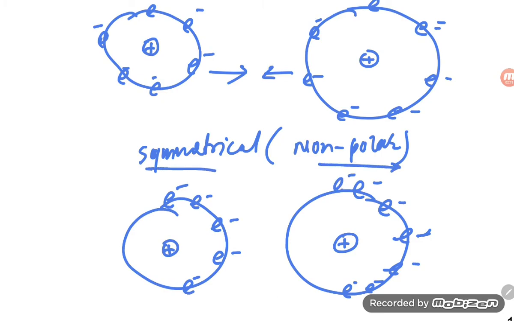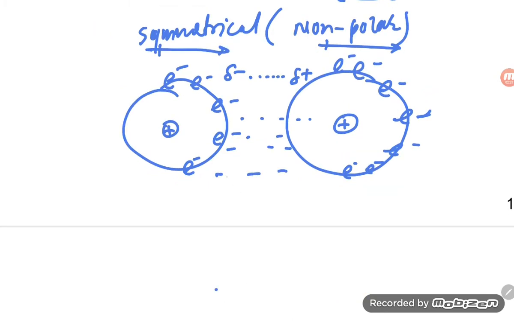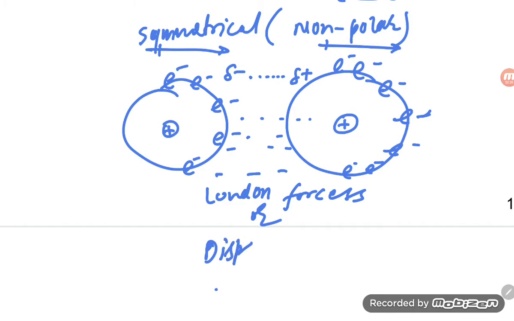So a momentary dipole is forming, with a negative charge at this side and a positive charge where there is no electron. There will be an interaction, students, and this interaction is known as London forces. London forces are the weakest type of forces, or we can say dispersion forces, right students?